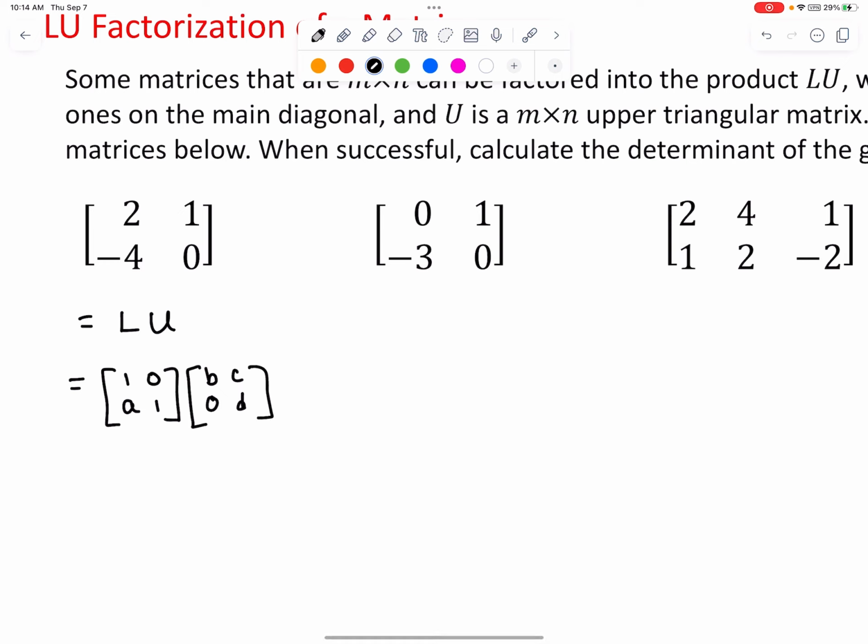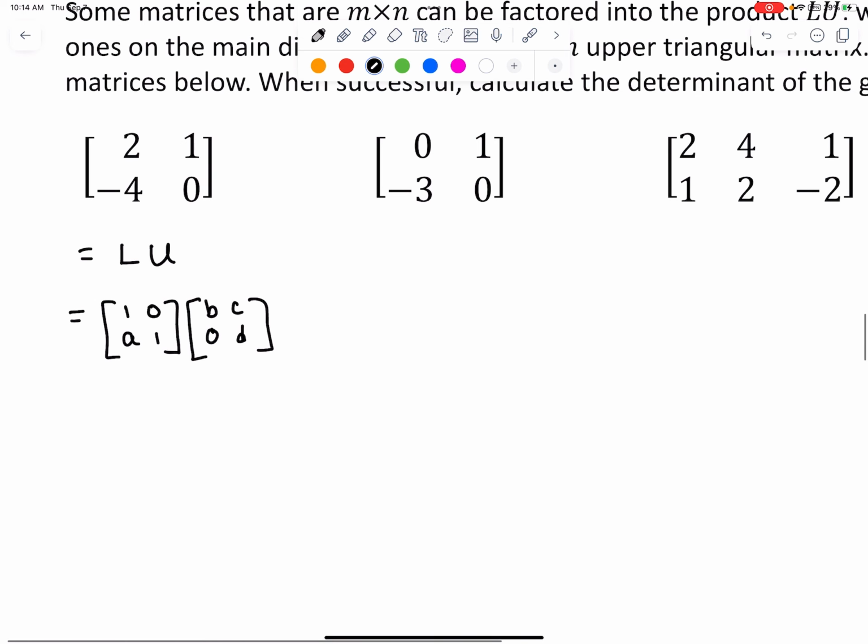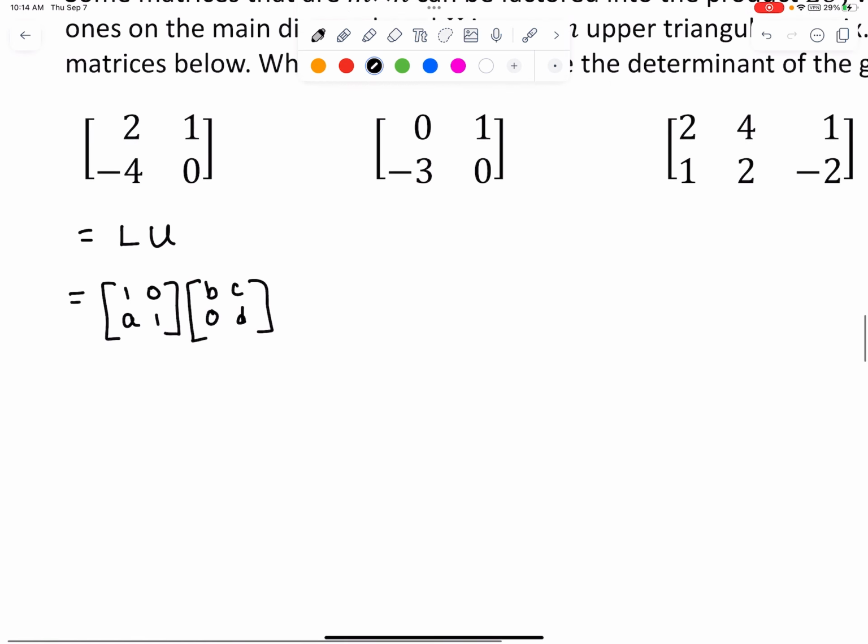It doesn't really matter. We have 4 unknowns here. The A, the B, the C, and the D are unknowns, and we need to figure out what they are. We're going to do this just by investigation. We're going to go ahead and multiply these two matrices together and then determine what A, B, C, and D have to be so that the result matches the original matrix.